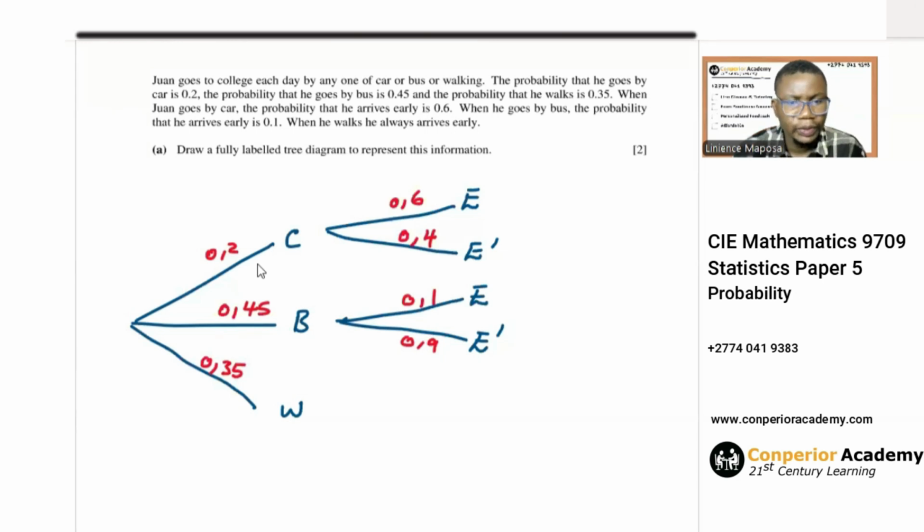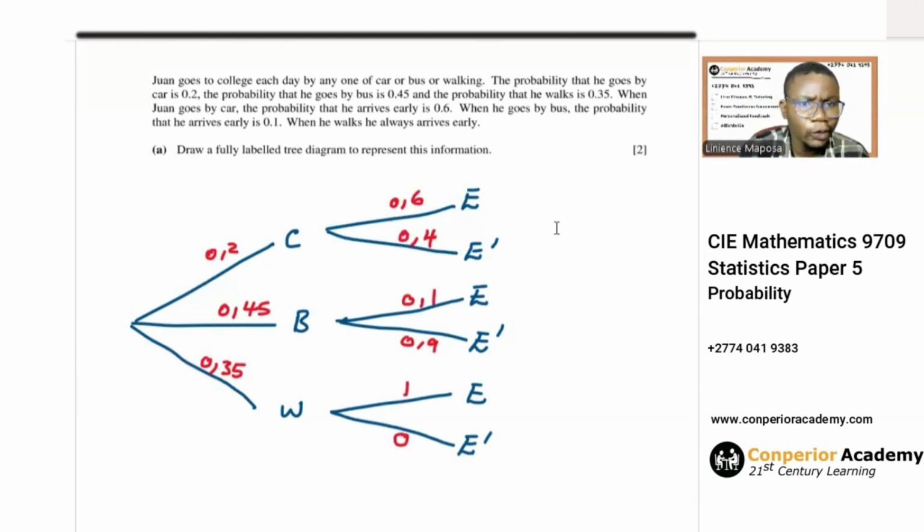So he's most probably going to be late if he uses the bus. Then it says when he walks, he's always early. So that means there is no situation when he's late when he walks to school, to college, so he's always early. Okay, so this is our tree diagram. We've just done that.